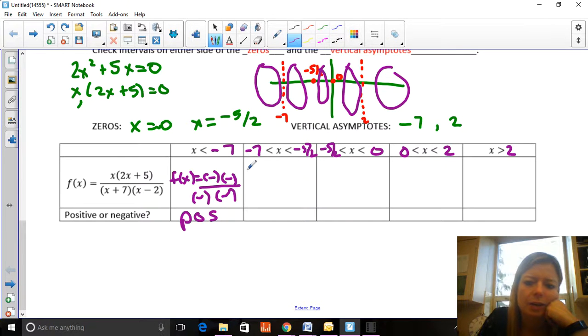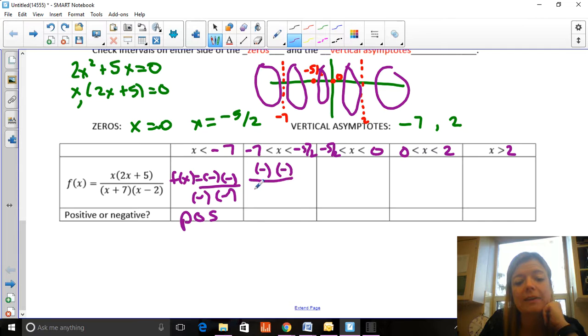Now you go through and do the same thing here. Between minus 7 and minus 2.5, x is negative. 2x plus 5 is still negative. But now x plus 7 is going to be positive, because like minus 5 plus 7, that's 2. But x minus 2 is still going to be negative. So now you're going to get a positive divided by negative. So this ends up being negative. So there's a negative interval.